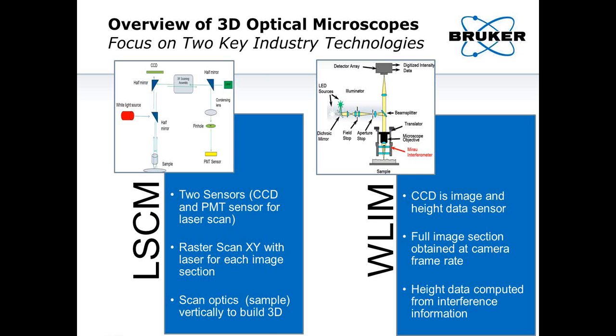And on the right, you can see a similar breakdown, a simple structure on the upper right for a white light interference-based system where you have a specialized objective that can be moved vertically continuously in Z while you're capturing frames. The CCD image here is the same sensor that builds the height map. So that's one difference between these two techniques. Rather than raster scanning, you actually obtain the full image section as you're moving at the camera frame rate. And then the height data is computed from this interference or coherence information that I've been talking about.